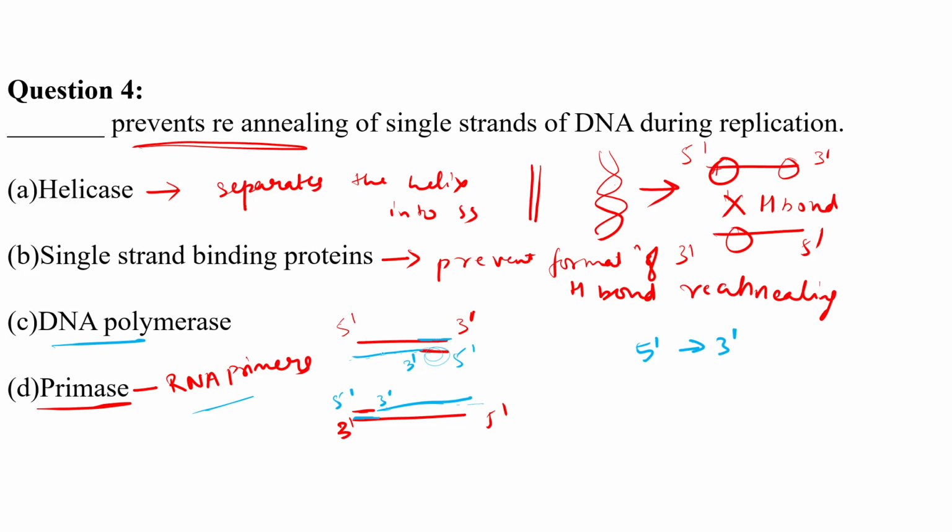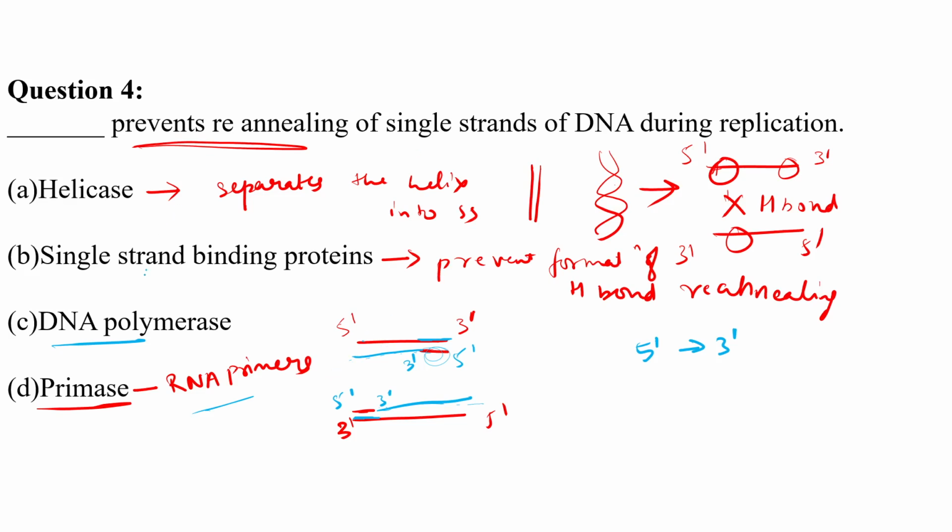So once the whole replication is completed, we will have one strand that is derived from the parent, the red one, and one strand that is newly synthesized, the blue one. That is how in the next cycle of replication, again we will have one red strand and one blue strand, and then new strands will be synthesized against each of them.